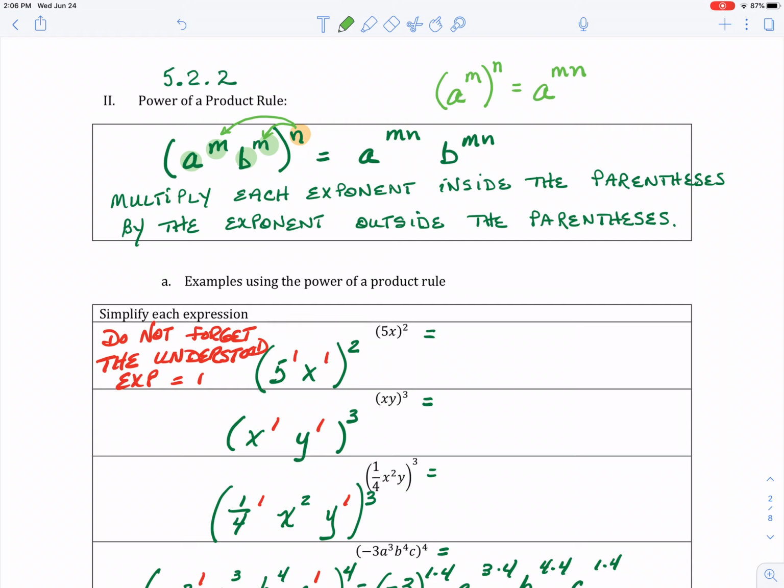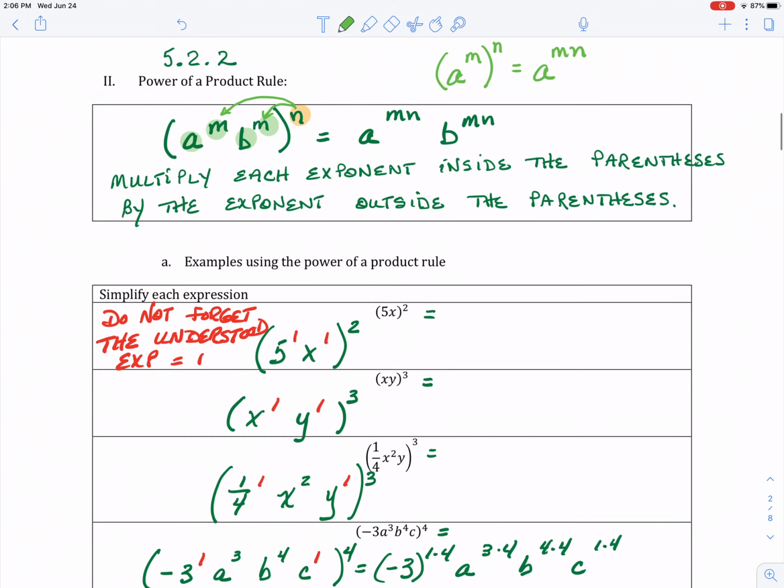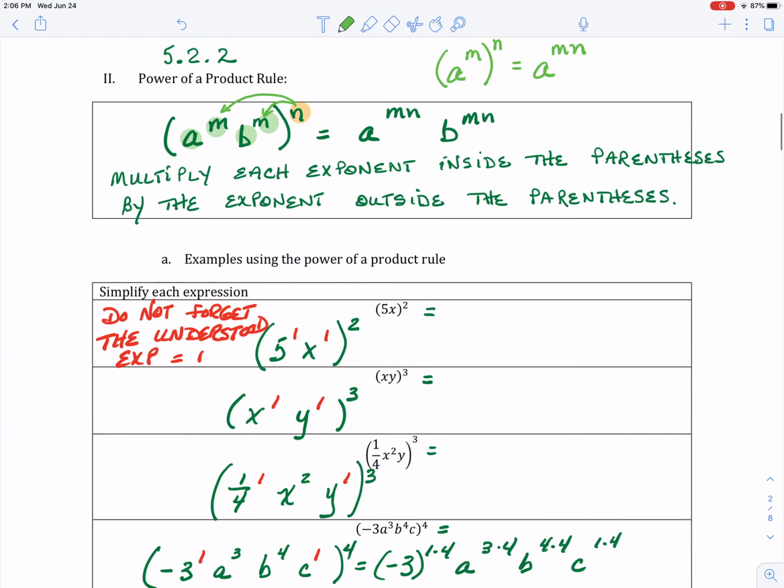What if you've got more than one base inside the parentheses? What if you have a product of several bases? And this is what we're going to do. So I have several examples here for us to work together.